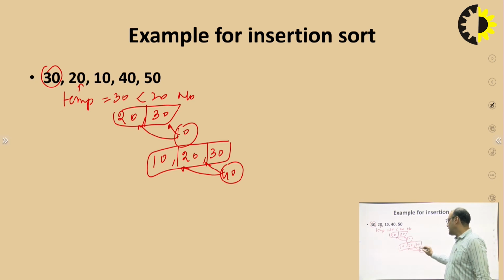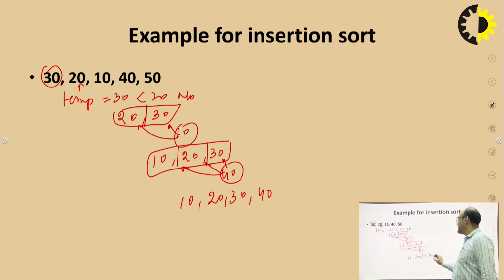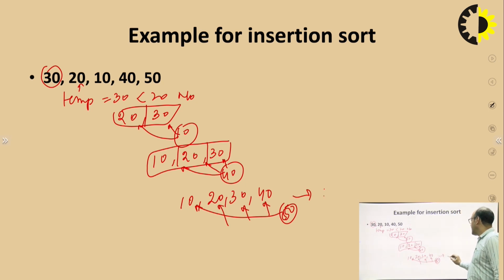With 10, 20 and 30. So it is greater than, then it will be inserted after these elements 20, 30 and 40. Okay, now comes the 50. The 50 will be compared with 10, 20, 30, 40 and it will be inserted after these elements, 50.